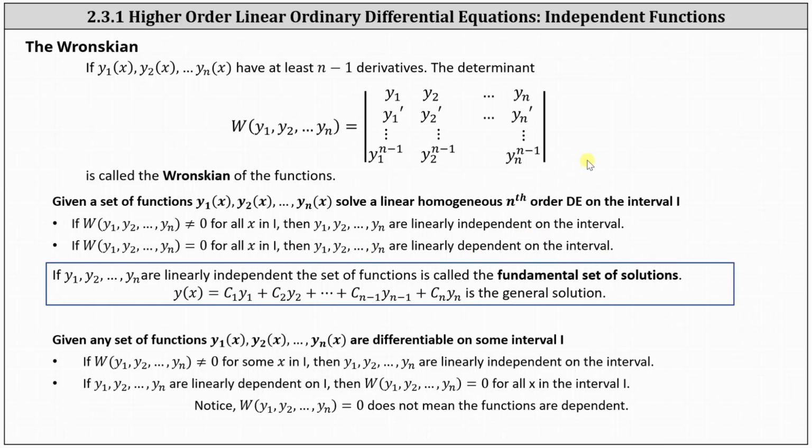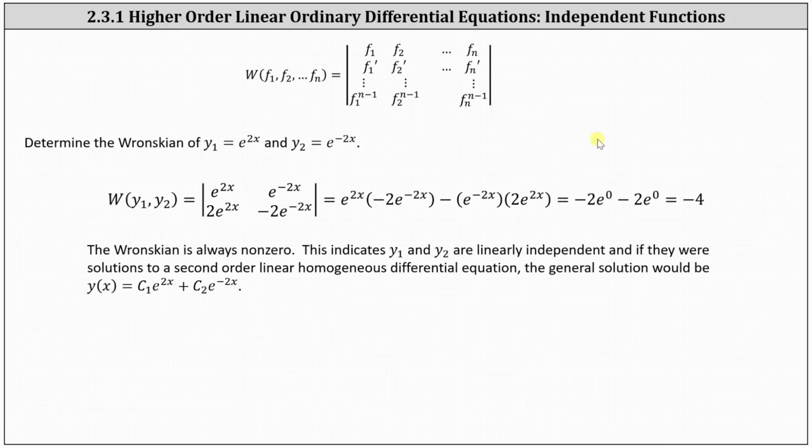Let's look at an example. We're asked to determine the Wronskian of y sub 1 and y sub 2. We have a 2 by 2 determinant where the first row contains the functions and the second row contains the first derivatives. The determinant is equal to 2 e to the 2x times negative 2 e to the negative 2x minus e to the negative 2x times 2 e to the 2x. Simplifying, we have negative 2 e to the 0 minus 2 e to the 0, which simplifies to negative 4. Notice how the Wronskian is always non-zero.